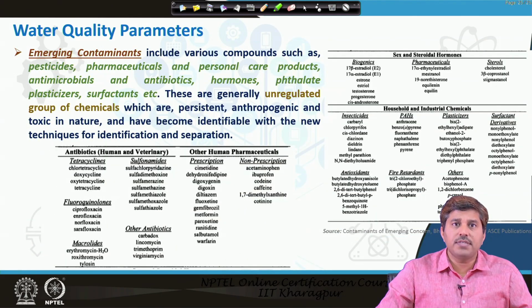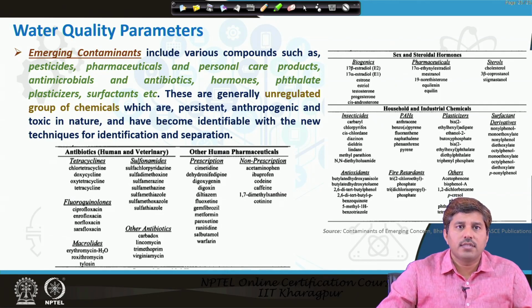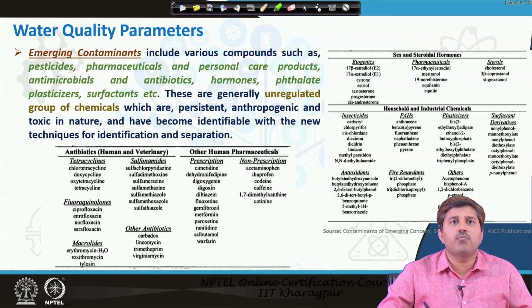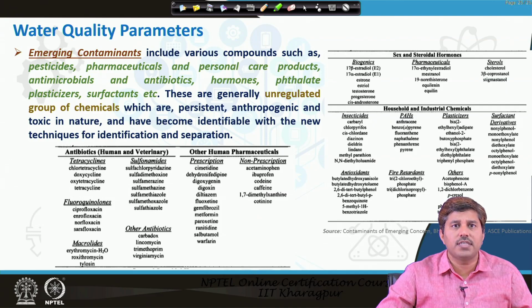Then there are emerging contaminants, which include a variety of compounds such as pesticides, pharmaceuticals, personal care products, antimicrobials or antibiotics, hormones, and surfactants. These are the non-traditional contaminants which are referred to as emerging contaminants. These are generally unregulated at most places. While some countries are coming up with regulation for controlling these emerging contaminants as well, at many places they are still unregulated.